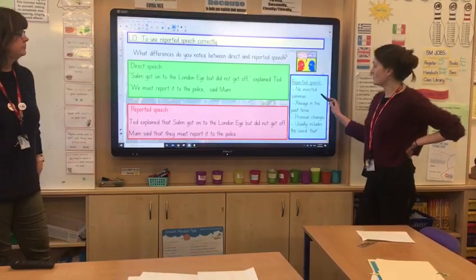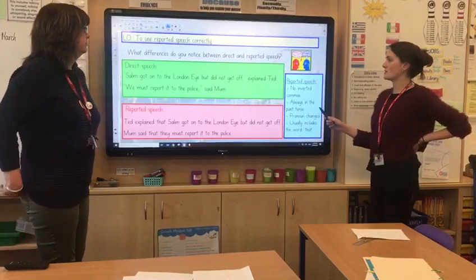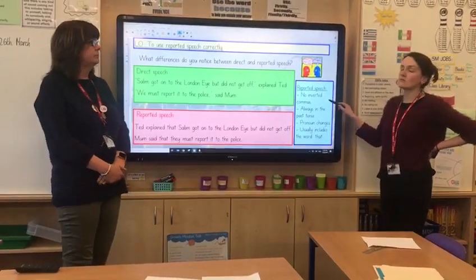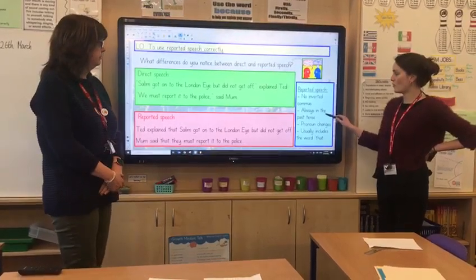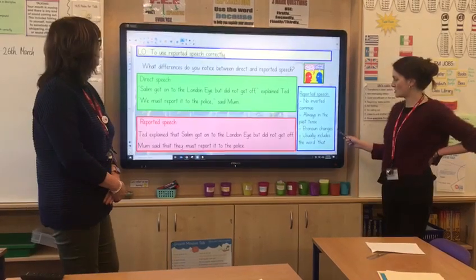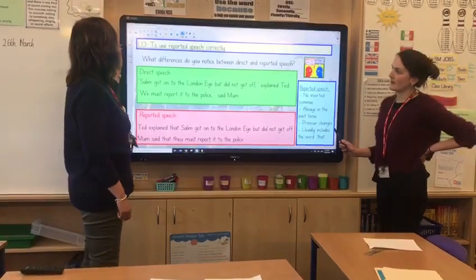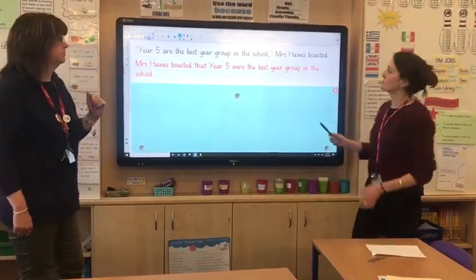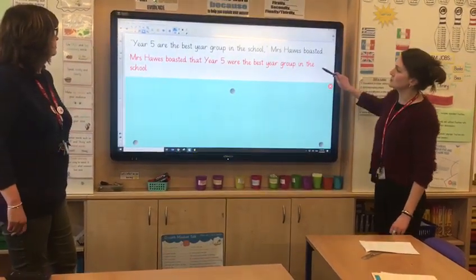So, when we are converting direct speech into reported speech, there are some key things that we have to remember. So, the first one would be that we don't use inverted commas. The second one would be that we always use the past tense. The pronoun changes, and we usually include the word that. Now, if we go on to the next slide, this will become a bit clearer. So here we have an example of direct speech and reported speech.